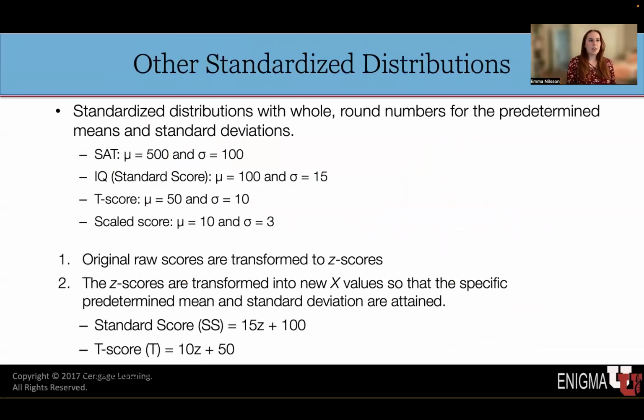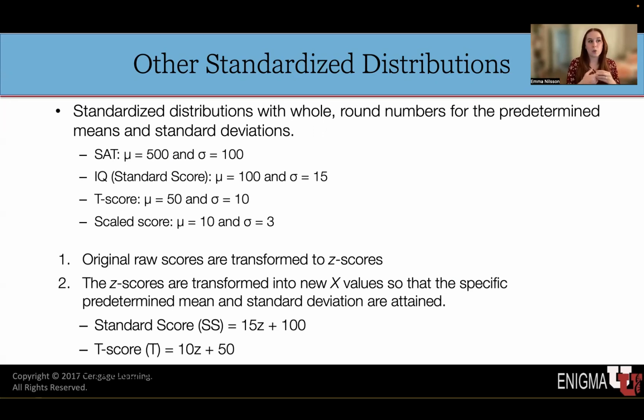Okay. So although z-scores have a lot of really awesome things that we can do with them, like comparing scores from different distributions, finding proportions, things like that, a lot of people don't like working with z-scores. They find them a little bit cumbersome because they contain negative values and they contain decimals. So for this reason, it's actually pretty common to standardize a distribution by transforming all of the scores into a new distribution with a predetermined mean and standard deviation that are whole round numbers.